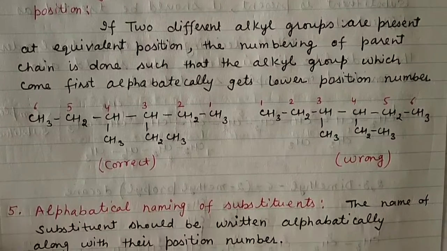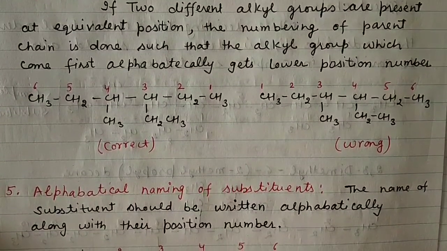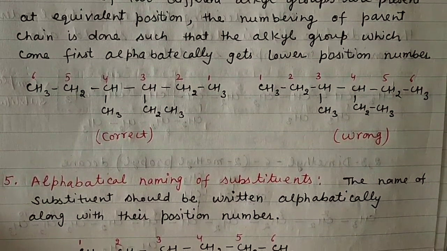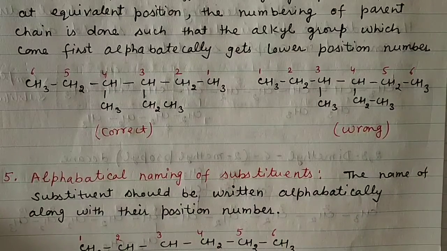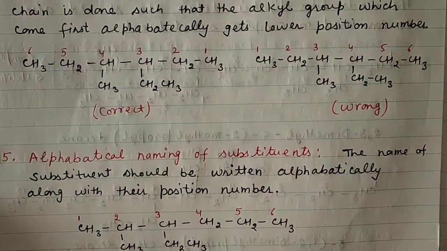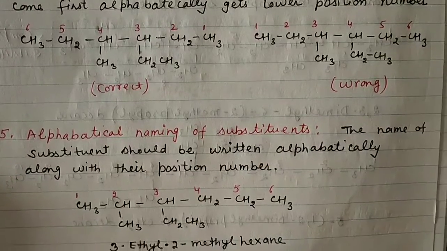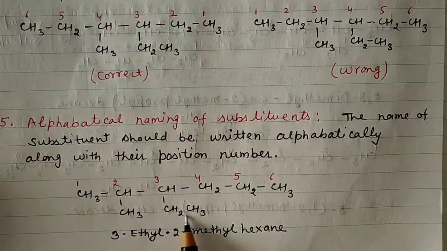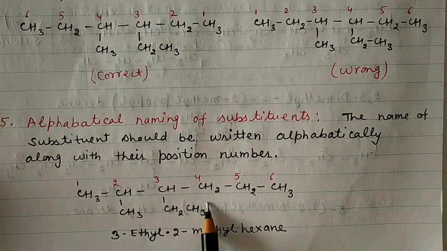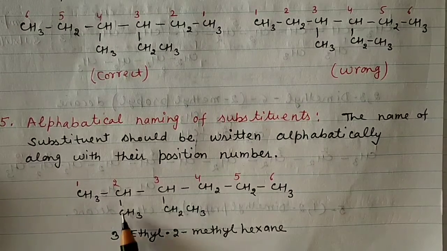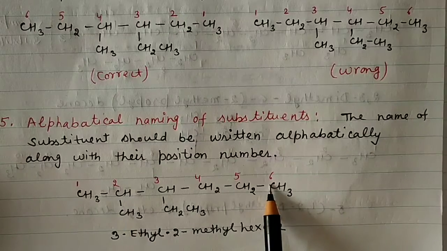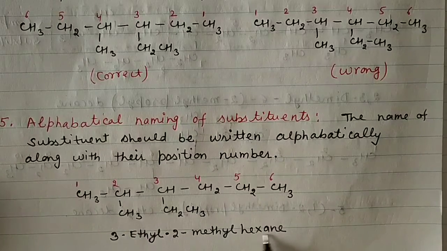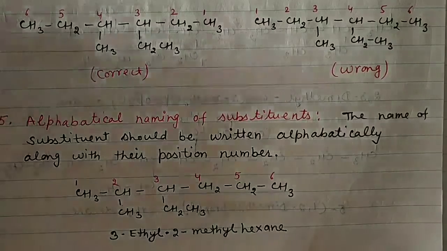Next one is alphabetical naming of the substituents. The names of the substituents should be written alphabetically along with their position numbers. So here we have to mention them alphabetically. Here this is 2-methyl and this is 3-ethyl. Ethyl comes first, so we will write 3-ethyl, 2-methyl, and overall we have 6 carbons with single bonds. So this is hexane.